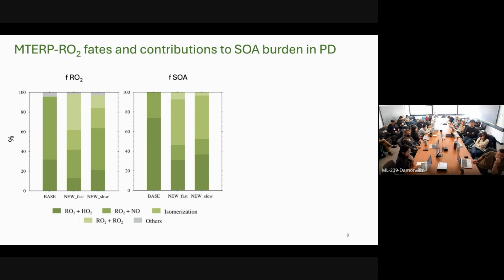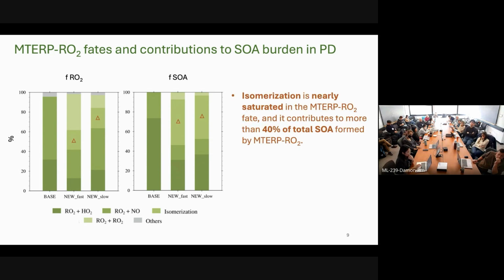Another thing is that if we look at the 2 new experiments, first, isomerization, marked by the orange triangles on this plot, contributes about 20% to the RO2 fate. This is actually quite significant because in our assumption, only 22% of the monoterpene RO2 can isomerize. So isomerization is nearly saturated in this branch. This is because the reaction rate is much faster than the other reactions. And if we look at its contribution to SOA burden, it contributes about 40%, so quite significant to the total monoterpene SOA.